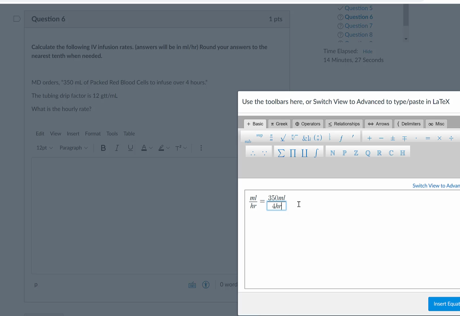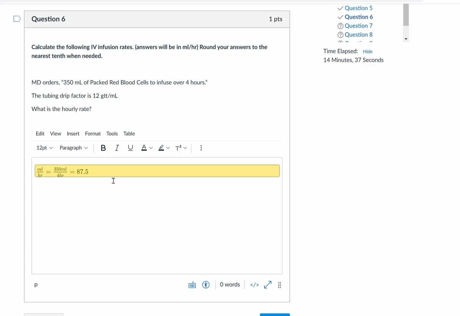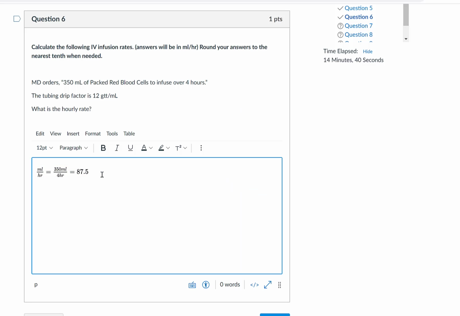My equation is done. All I have to do is divide 350 by 4, and I'm going to get a numerical answer of 87.5. I'm going to insert that equation. I'm going to go down, and I am going to get an answer put in of 87.5 mLs per hour.